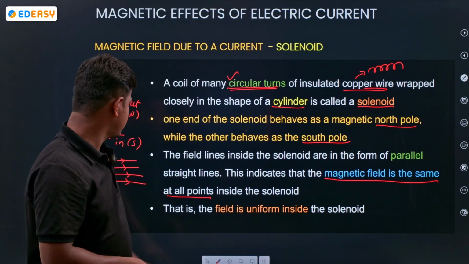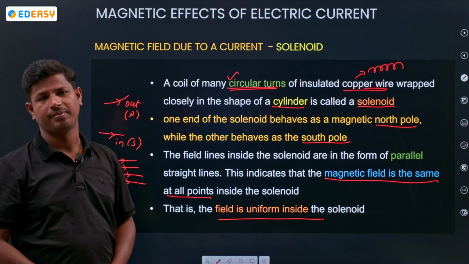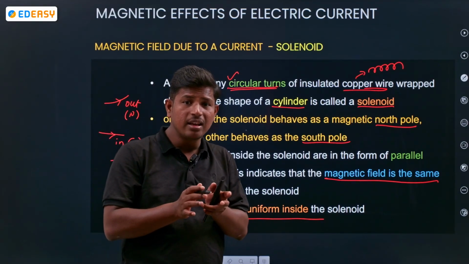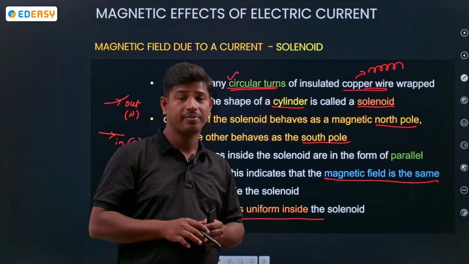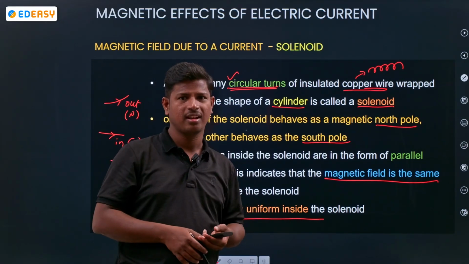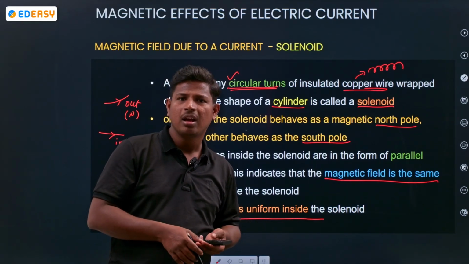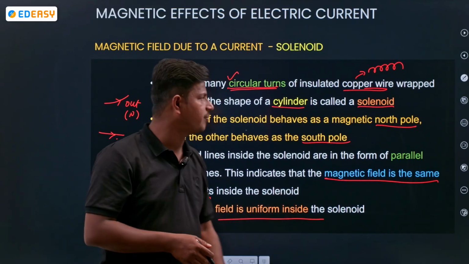Next, the field is uniform inside the solenoid. Uniform magnetic field, where? Inside the solenoid. Outside it is not uniform because the direction is changing, right? Direction is changing, so how can it be parallel or uniform? Inside the solenoid it is uniform.